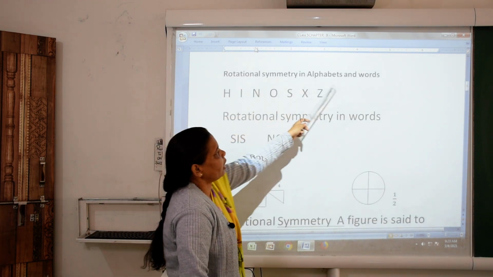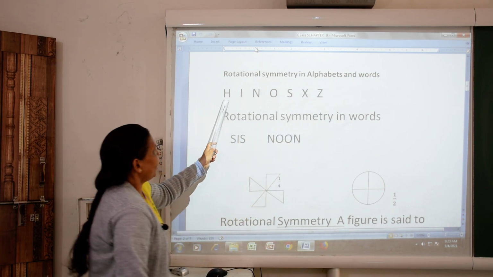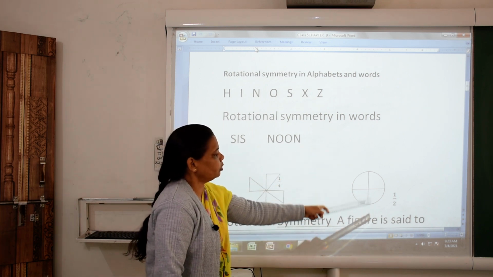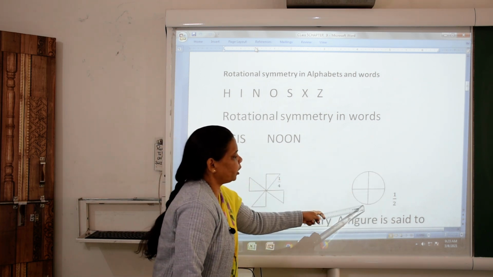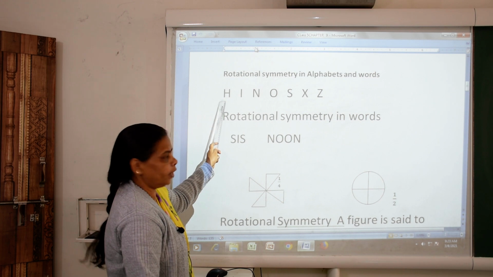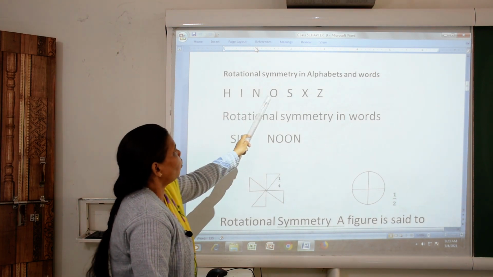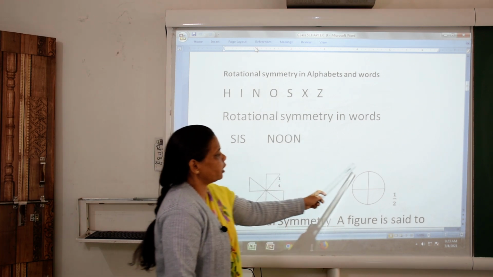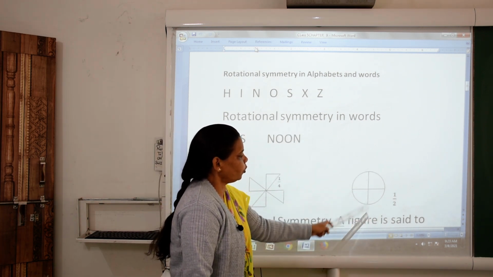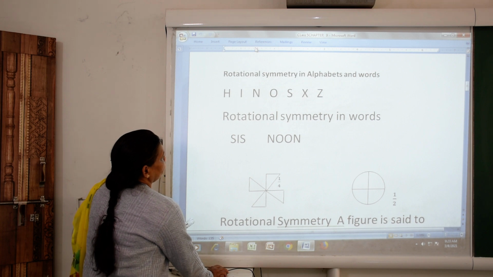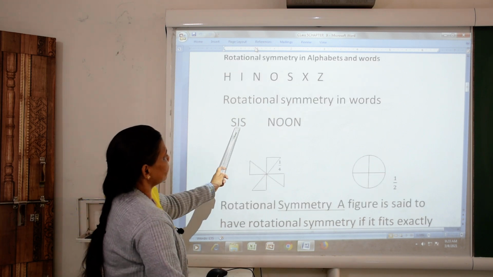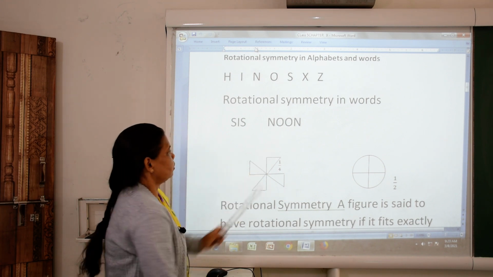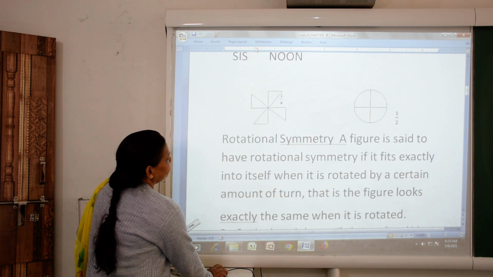Rotational symmetry in alphabets and words. This H alphabet, when you rotate from this point to this point, here to here, it looks the same. H and I, N, O, S, X and Z, all these alphabets look the same after a half turn, here to here. And the words SIS and noon are also half turn words, rotation words.